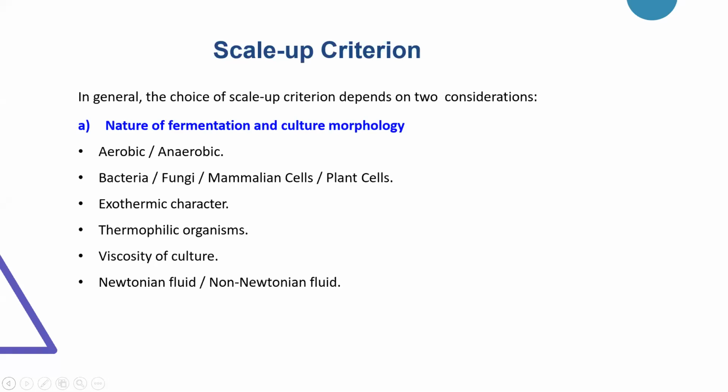When I talk about the nature of the fermentation and culture morphology, that means I need to investigate whether the culture is aerobic or anaerobic, whether the cells that I'm using are bacteria or fungus or mammalian cells or plant cells, because the nature of the cells affects the type of environment it will need. We all know that each cell has a specific temperature, pH and ionic strength requirement. So we need to thoroughly investigate what kind of cells I have used in my bioreactor.